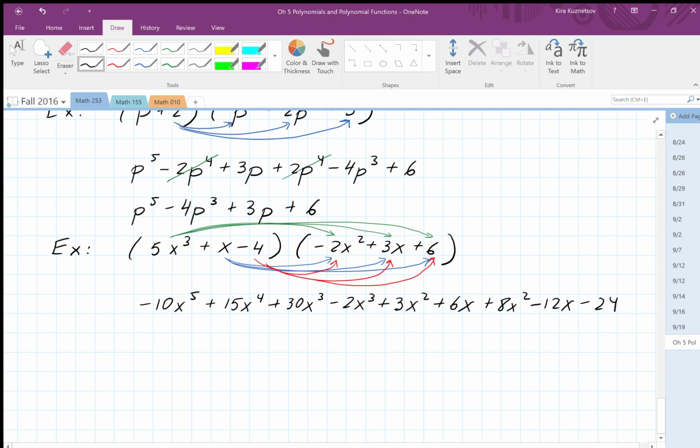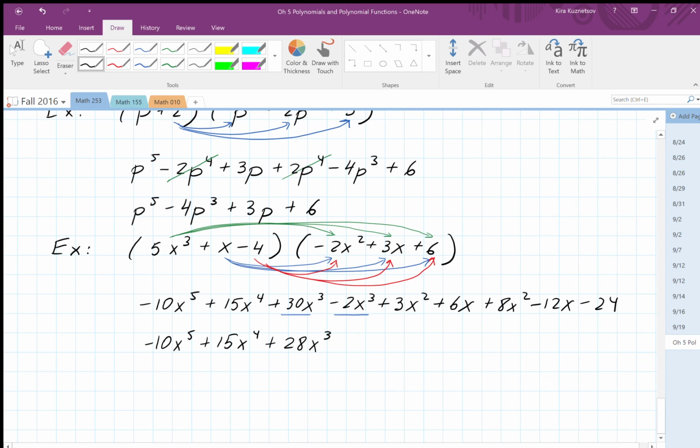I'm almost done. I just need to collect like terms. There's only one of the x to the power of 5, so I'll write it first. It is the highest power. It is a degree 5 polynomial when you're finished with it. I only have one of those 4's, so I have 15x to the power of 4. But when I look at the power of 3 or degree 3 term, I see a couple of them. So I have positive 30, negative 2, so this will be positive 28x cubed.